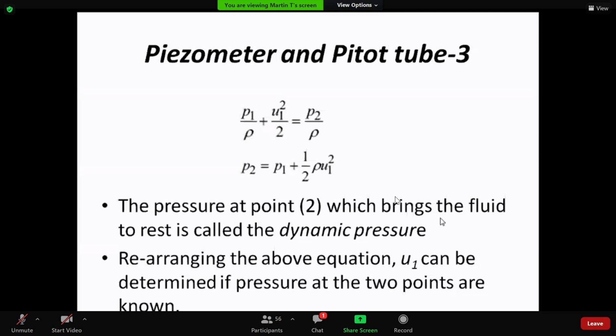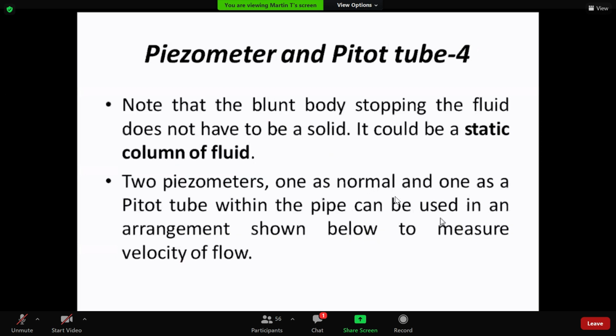Okay, so how do we measure? How do we measure P1 and P2? If we get two piezometers.